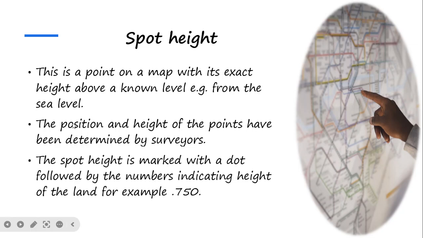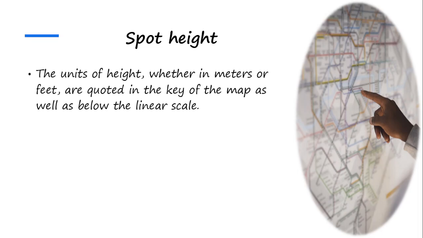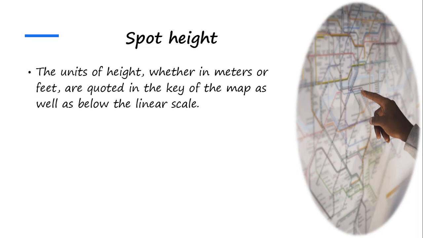The spot height is marked with a dot followed by numbers indicating the height of the land, for example, dot 750. This is just after being observed by the surveyors. So the spot height that you see in the topographical map can be like this, dot 750. It shows a point of a given height within that given area. The units of height, whether in meters or feet, are quoted in the key of the map as well as below the linear scale, so you can get them there.